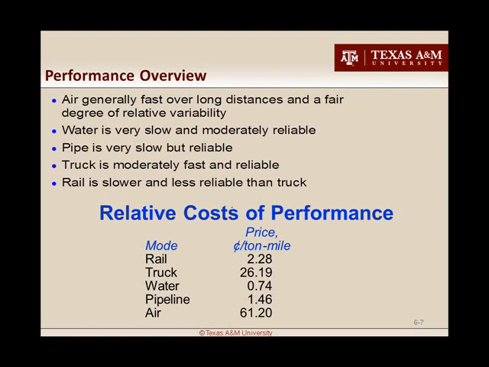Air transportation is generally fast over long distances, and it has fair relative variability. Water transportation is slow, moderately reliable. Bringing a product from China to the US takes a couple of weeks with water transportation versus a couple of hours with air. Pipe transportation is very reliable, but also very slow. Trucks are moderately fast and reliable. Rail is slower and less reliable than truck. Right.